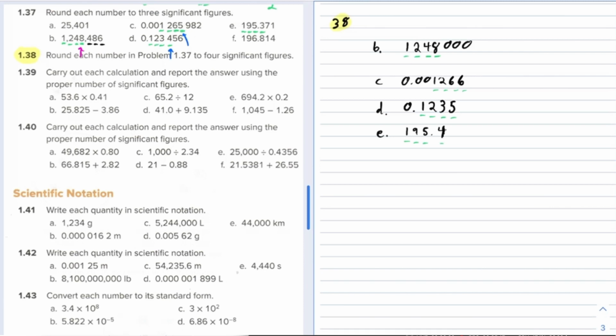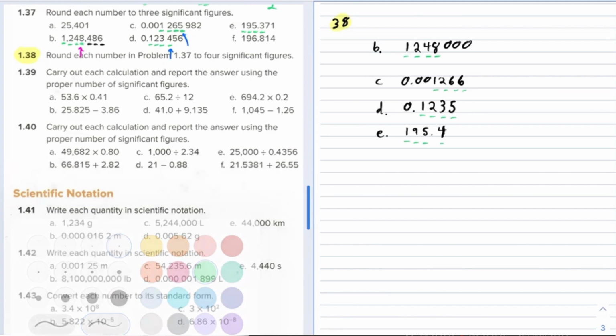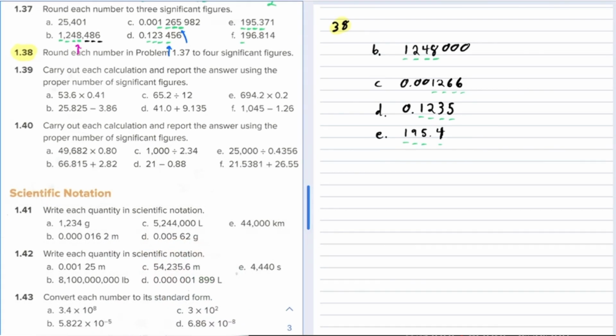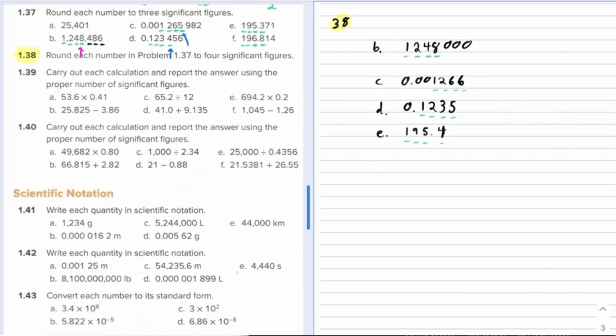Okay, so for F, you know, 1, 2, 3, 4, and then the next one is a 1. So the rest of it is going to be chopped off this time. 4 or less, you chop it off. So this is 196.8, and you can see 1, 2, 3, 4. Okay, so that's kind of how you do it.